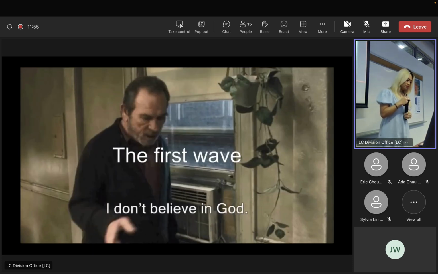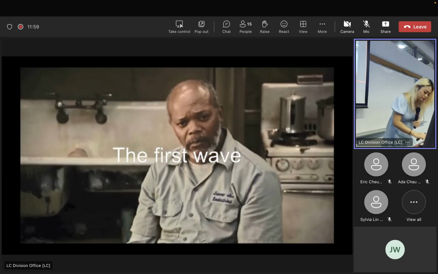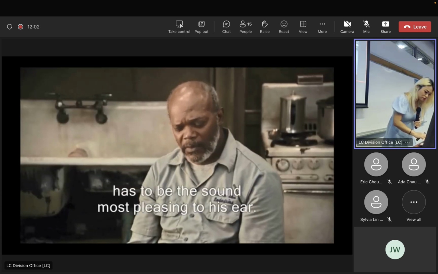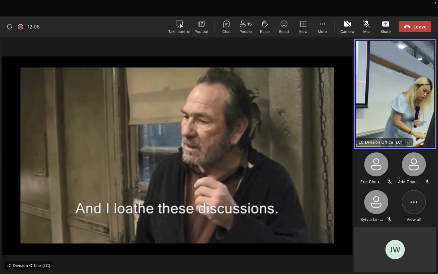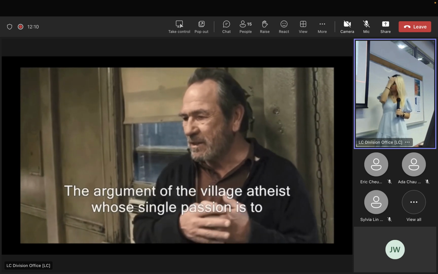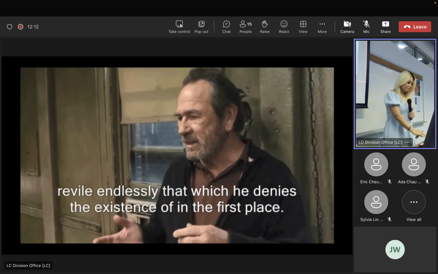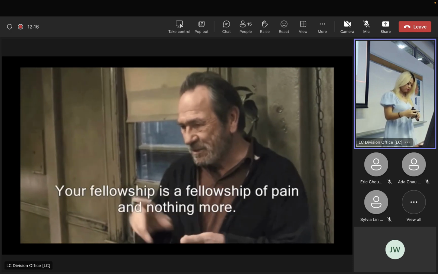I don't believe in God. Can you understand that? Look around you, man. Can't you see? The clamor and din of those in torment has to be the sound most pleasing to his ear. And I loathe these discussions. The argument of the village atheist whose single passion is to revile endlessly that which he denies the existence of in the first place.